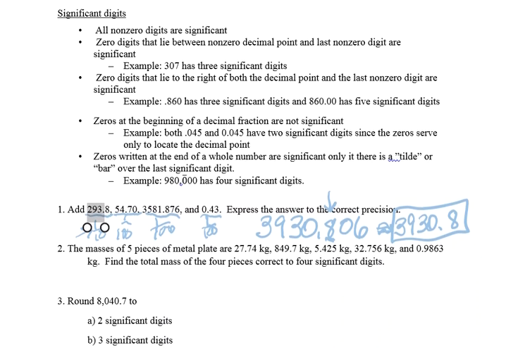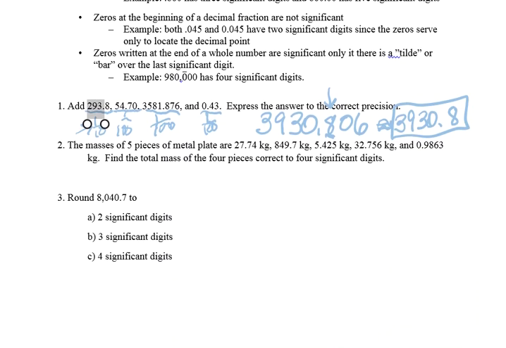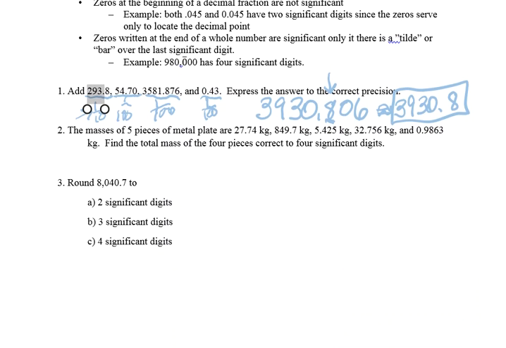So now we're going to go down and work on some more significant digits. The masses of 5 pieces of metal plate are 27.74 kilograms, 849.7 kilograms, 5.425 kilograms, 32.756 kilograms, 0.9863 kilograms. Find the total mass of the pieces correct to 4 significant digits. So we're going to go ahead and grab our calculator again and add those up.